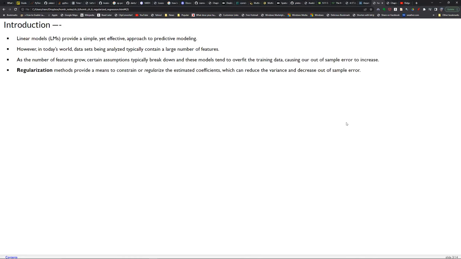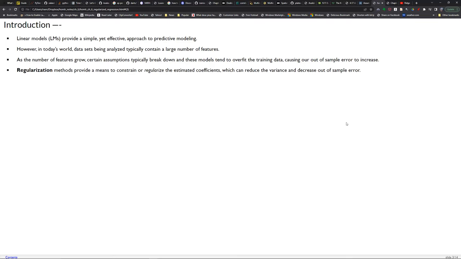So let's start. In the introduction, the author gives us a summary of what we have been discussing before. He says that linear models provide a simple yet effective approach to predictive modeling. However, in real world data sets, typically we have a large number of features. Also those features could be very highly correlated with each other. And sometimes you can get more features than observations. And that is a big problem for this type of models, referring to ordinary linear regression and also logistic regression. He says that as the number of features grow, certain assumptions of both models typically break down, all right? And then they tend to overfit and also turn into unstable models.